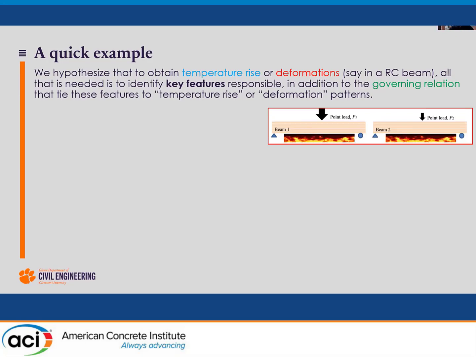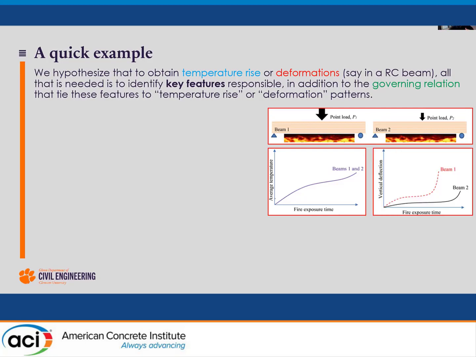Now the first thing that comes to mind is, well, what's going to happen to these 2 beams when they are under fire? The temperatures are going to start to rise in their cross section, and because the beams are identical, the temperature rise would be almost identical because the beams are exposed to similar fire conditions. However, if you look at the deformation behavior, you would see that beam 1 has much higher deformations at a shorter time than beam 2. And this tells us that this behavior is a function of the applied loads. If you have higher loads, you're expecting to have higher deformations, which would lead to earlier failure.